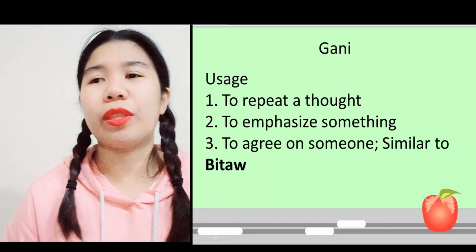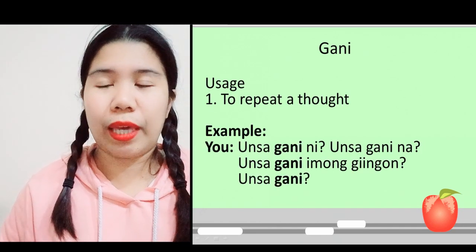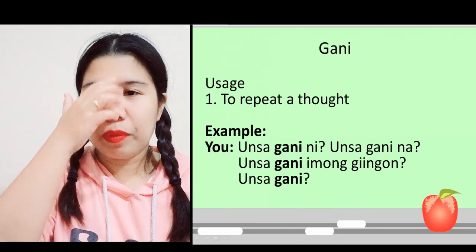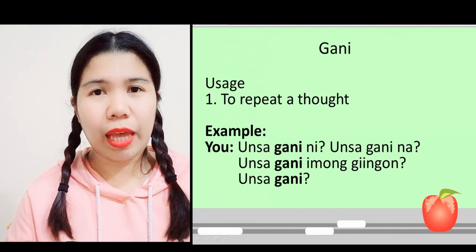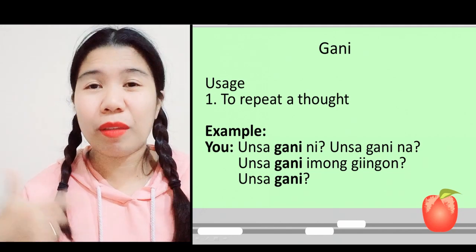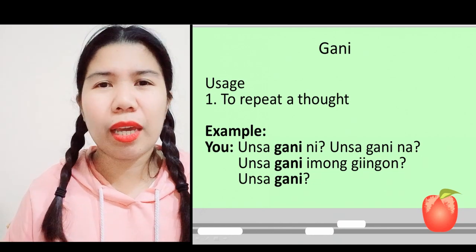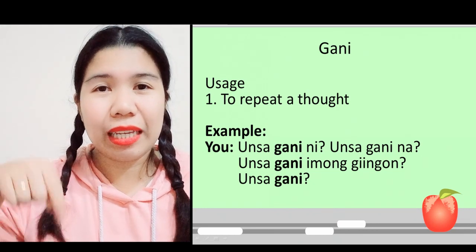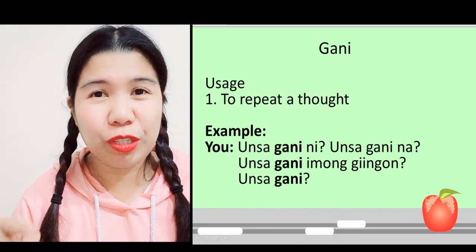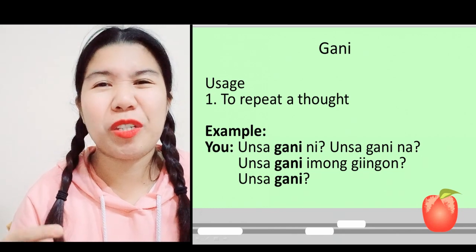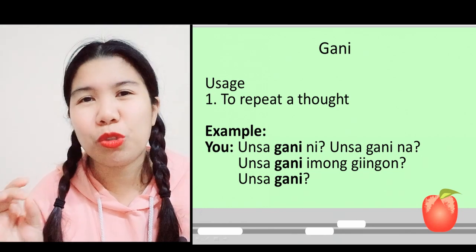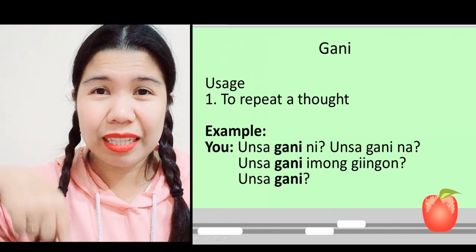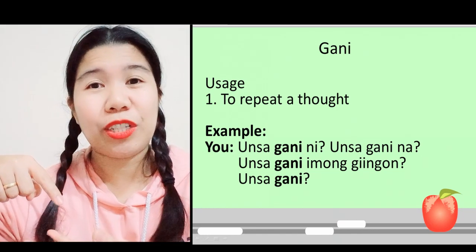Let's first start with gani, to repeat a thought. Okay, so let's have an example. For example, somebody is explaining to you and then you didn't get it, so you want them to repeat what they said. So you would say, unsa gani ni? Unsa meaning what, and then ni, this. So what is this? And then you add gani. So gani there may be translated in English as again. What is this again? Unsa gani ni? Okay, when you are asking about a thing near you.